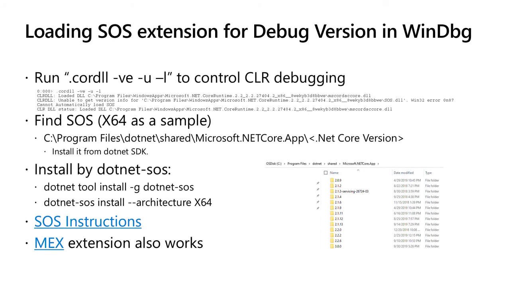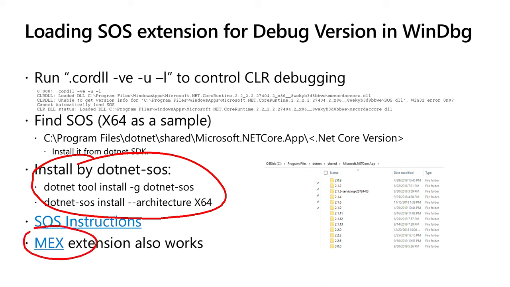This is a more useful experience when we debug .NET in WinDbg. Here are the general steps for loading the SOS debug extension correctly. For most scenarios, we can use the .NET SOS to load the SOS extension for debugging. The MEX debugging extension is also useful. If you want to talk more about that, we can check this offline.